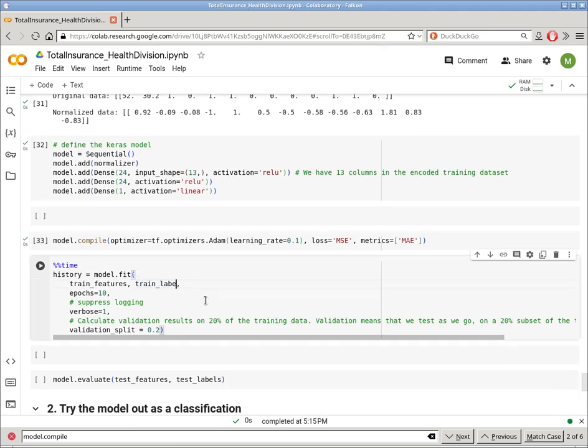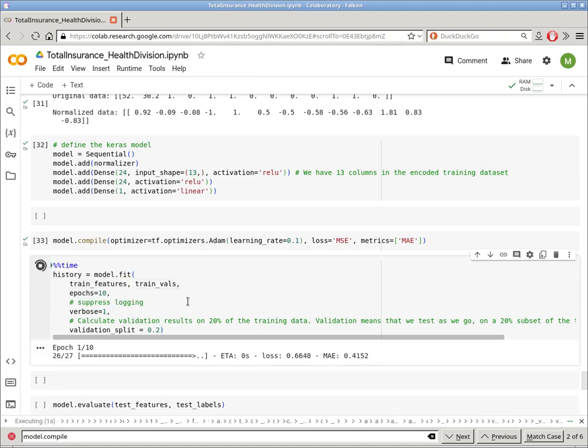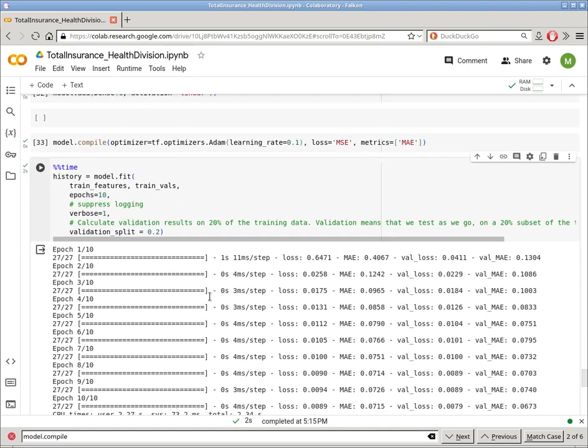And now finally we need to fit. Remember, this is now training vals, not features anymore. Okay, and nothing else needs to change. We can just let her rip. But this is training values, training features. Okay. And it runs for a bunch of epochs.